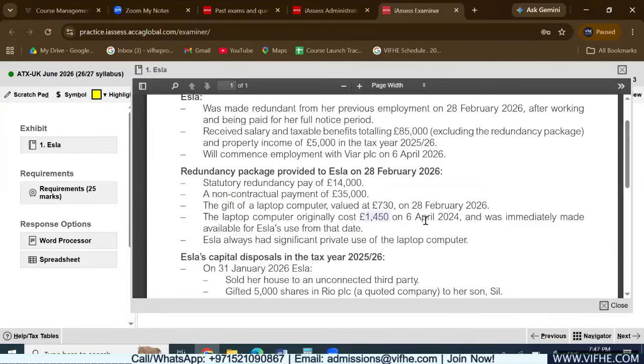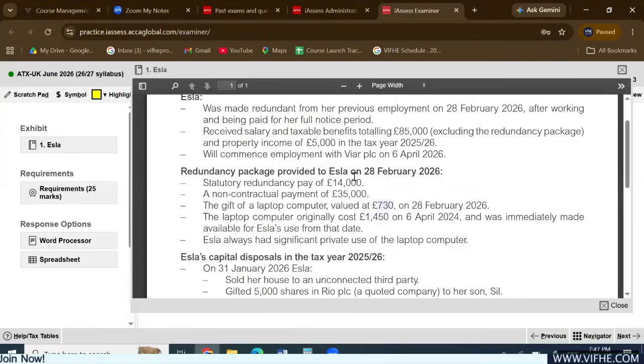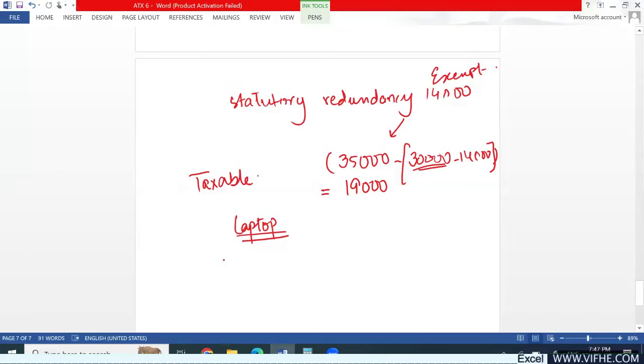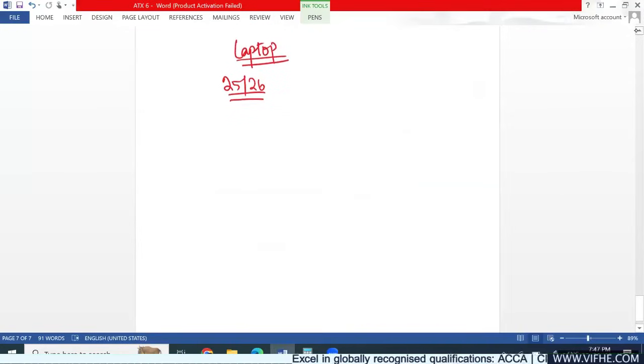He used it, and then on 28th of February 26, she was given the laptop computer. The ownership got transferred to her at the point when she was made redundant. Its value was £730. Okay, so I need to see what is going to happen in respect of the year in which she is leaving the organization. It is 28th of February 26, which falls in the tax year 25-26. So 25-26 is the year in which she is going to leave the business.